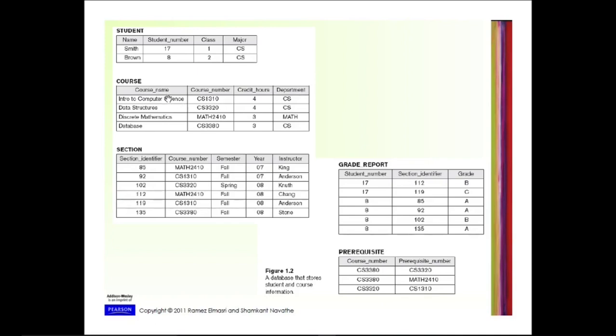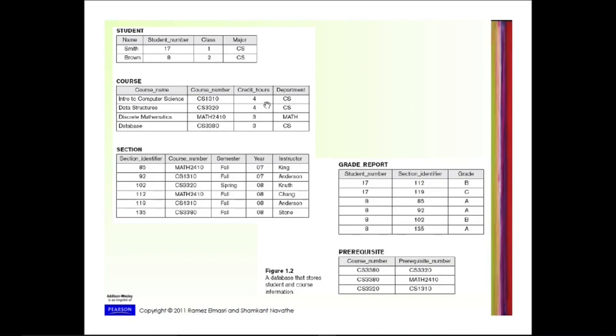Here the course names are introduction to computer science, data structures, discrete mathematics, and database. This is one attribute under which we have this many courses, and these courses also have a course number. That means the subject number. Each subject has a specific number. In this case, introduction to computer science is CS1310, data structures is CS3320, maths is MATH2410, and database is CS3380.